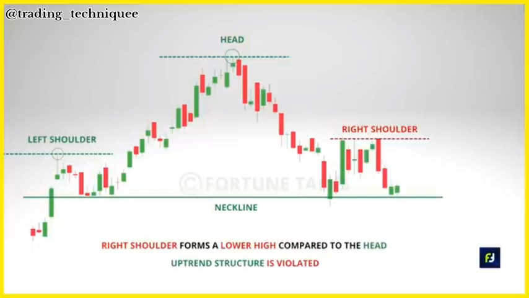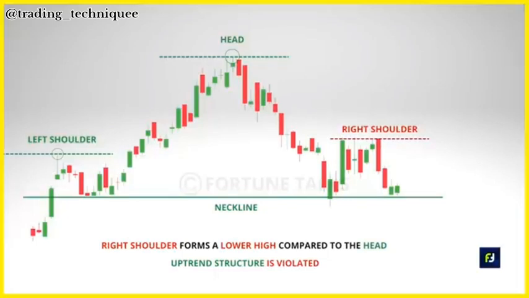Now, once again from the neckline, the buyers make a final attempt to push the prices higher, but they fail to even break above the previous high or the head of the pattern. And yet again, the sellers take control and push the price towards the neckline. This forms a lower high compared to the previous high, which indicates a shift in the sentiment towards bearishness. Now, the only level that stands in favor of the bulls is the neckline, which is also a support level.